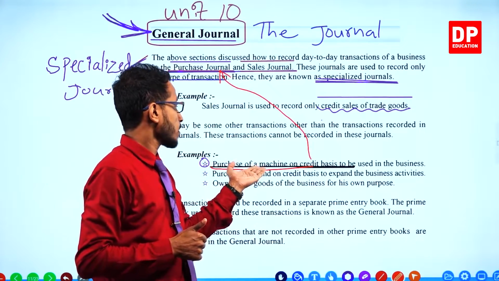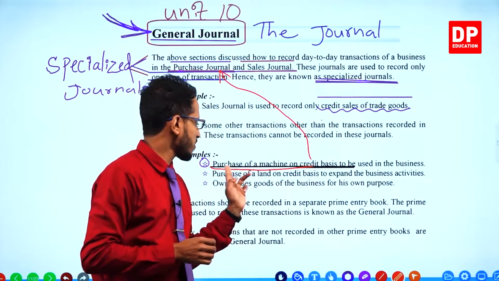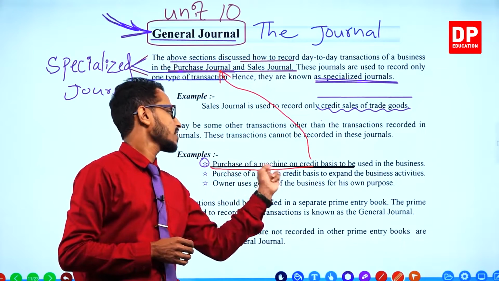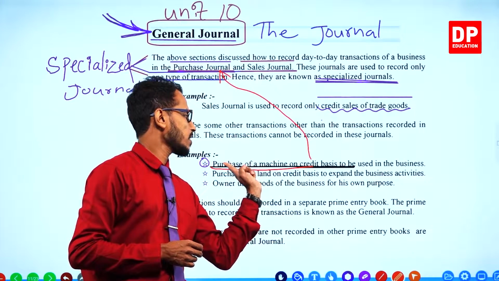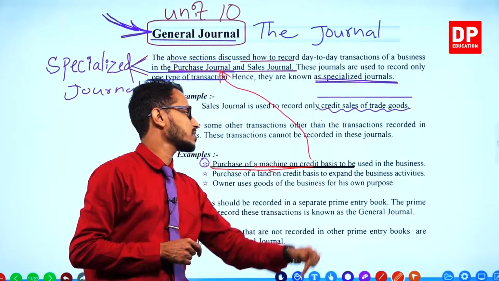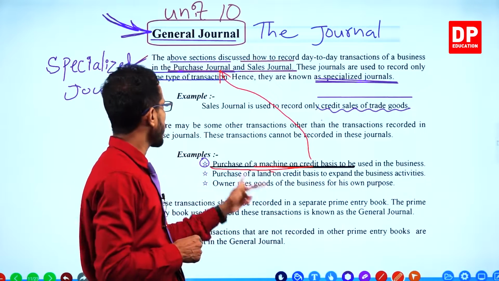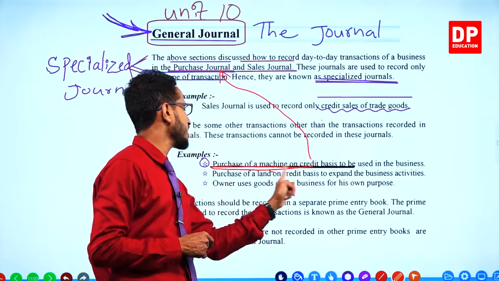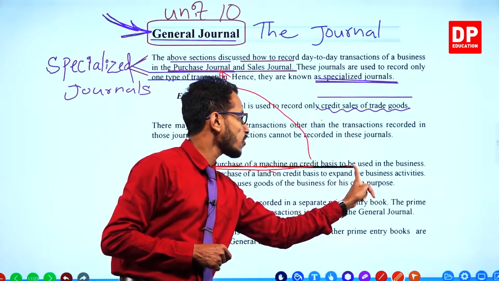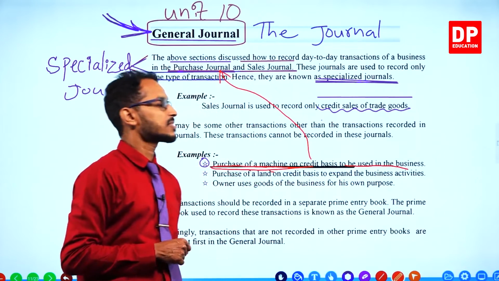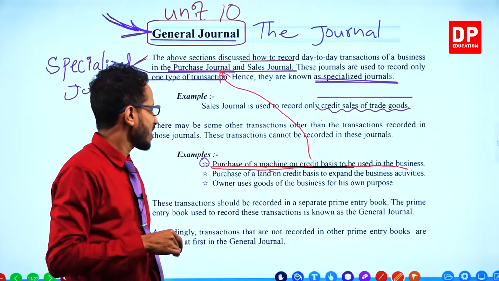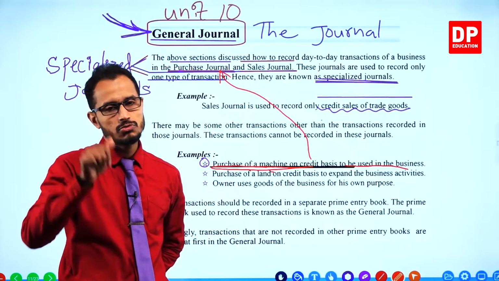Children, even though this is a credit purchase, this is not purchasing of trading goods. This is a purchase of a machine for the use of the business, not purchasing of trading goods.